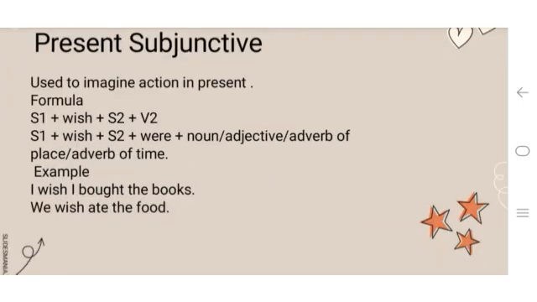Okay, the second is present subjunctive. Used to imagine an action in present. There are two formulas. The first one is subject first plus wish plus subject second plus verb 2. And the second formula, subject first plus wish plus subject second plus verb plus noun or adjective or adverb of place or adverb of time. For the example, I wish I bought the books. We wish we ate the food.